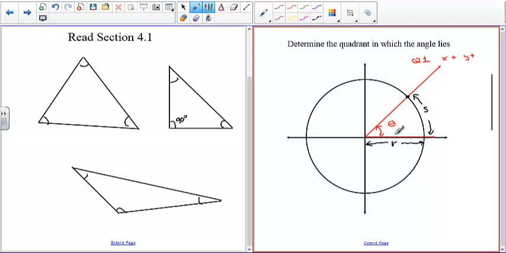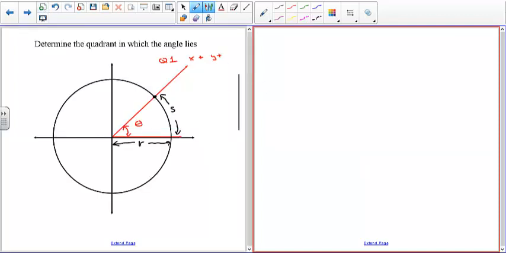And so instead of using degrees, what we do is we use what are called radians. So let's introduce radians. We'll come back to this quadrant thing in a second.